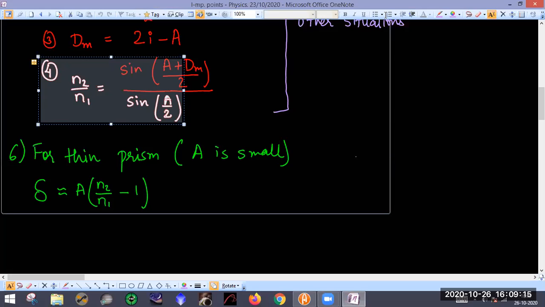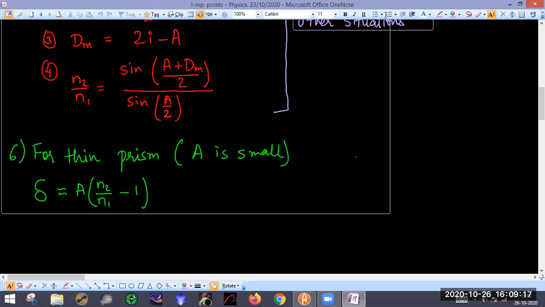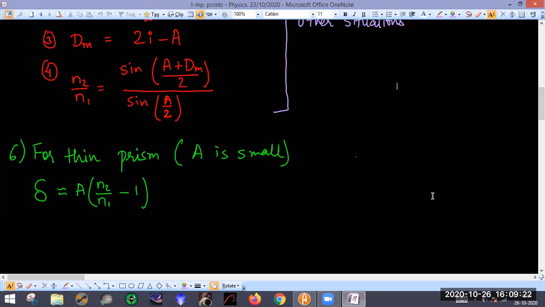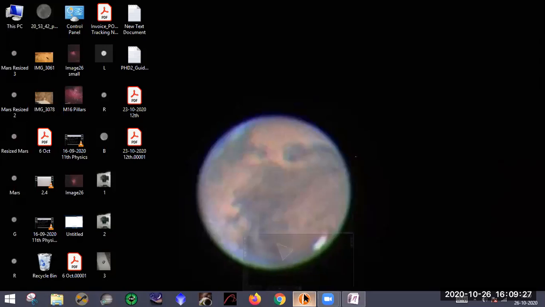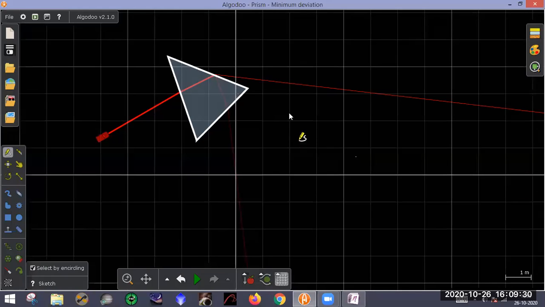The first thing that I'm going to show you is that animation, and then we'll go on to solve some questions related to prism. You can see the screen, right? You can see the prism here.